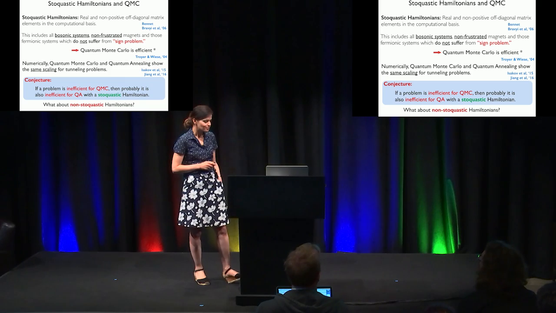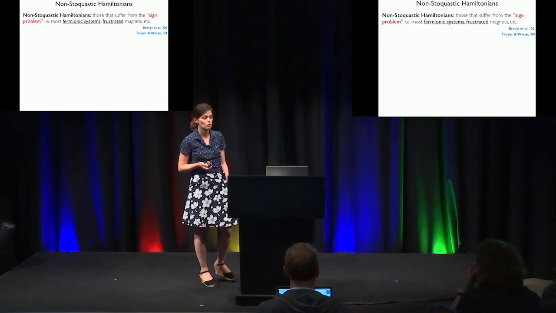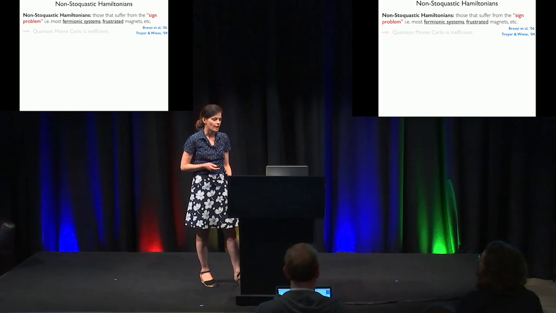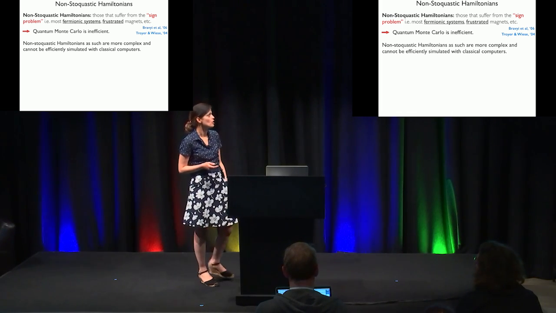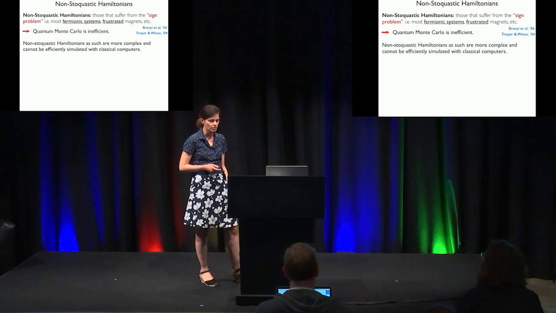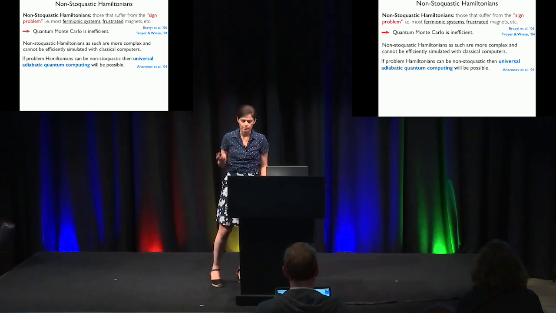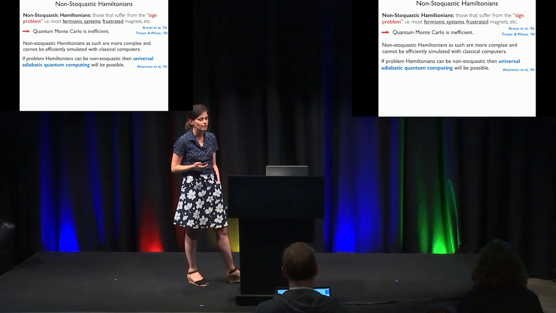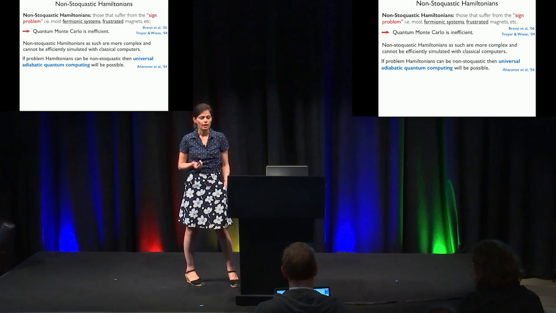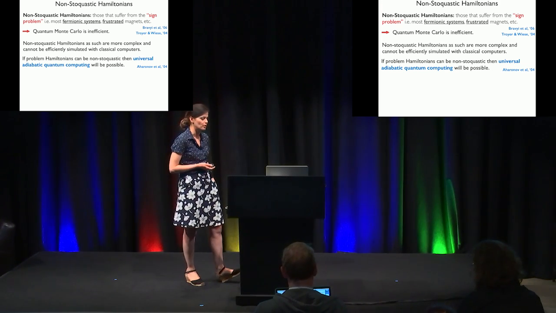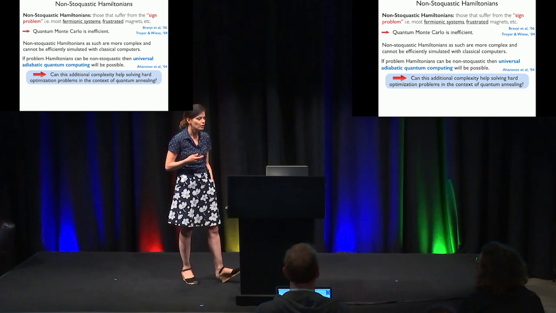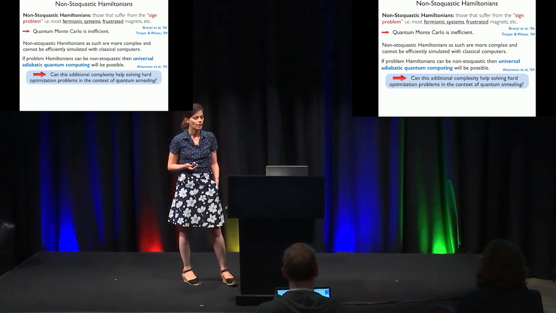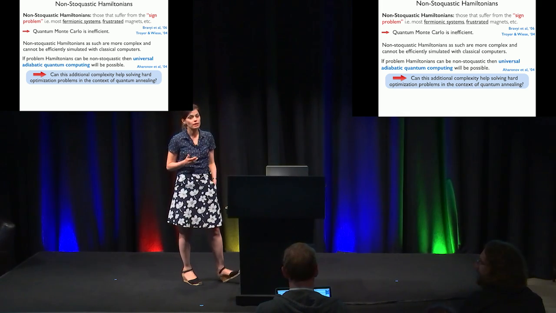That's the question I'm trying to shed some light on in this talk. Non-stochastic Hamiltonians are those Hamiltonians which do suffer from the sign problem. This corresponds to Hamiltonians of most fermionic systems and frustrated magnets, and by definition quantum Monte Carlo is inefficient for them. Non-stochastic Hamiltonians are more complex and cannot be efficiently simulated with classical computers. It's also a well-known result that if the problem Hamiltonian in an adiabatic quantum algorithm can be encoded in terms of non-stochastic Hamiltonians, then universal quantum computing is possible. But now we want to look at this non-stochasticity in the context of quantum annealing.